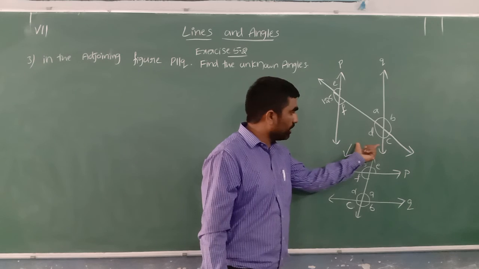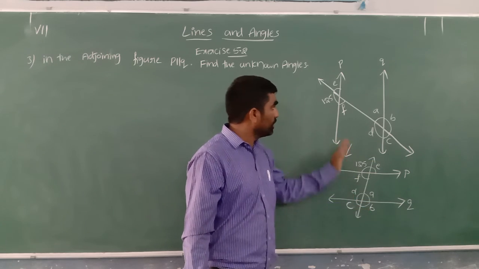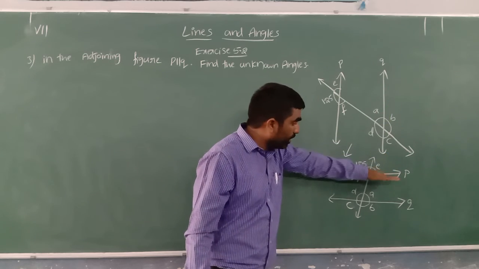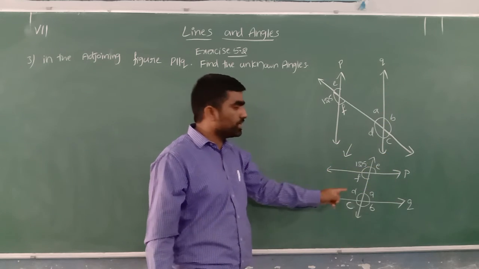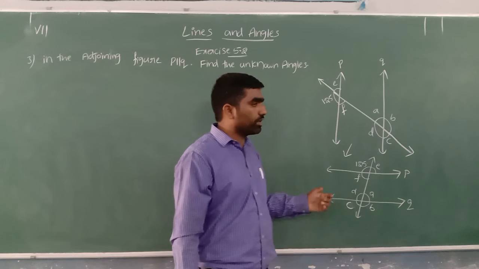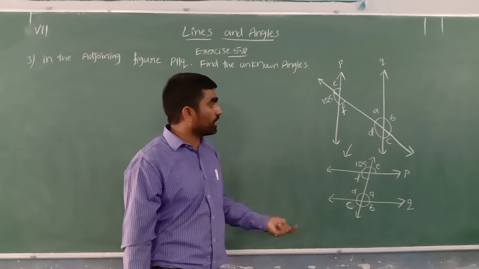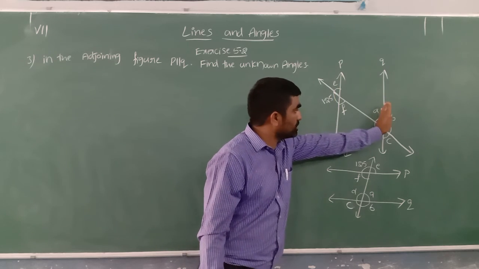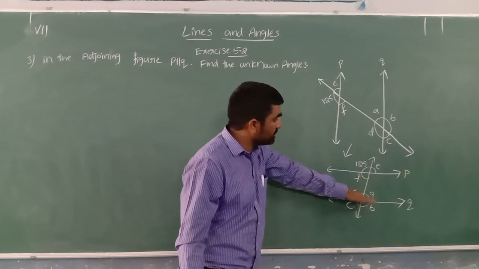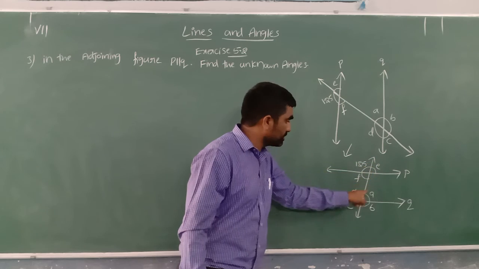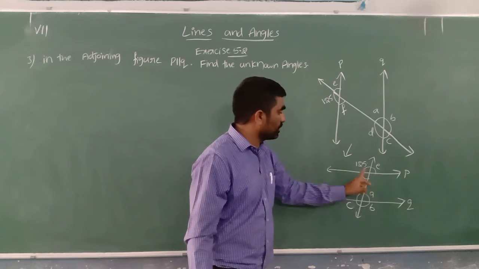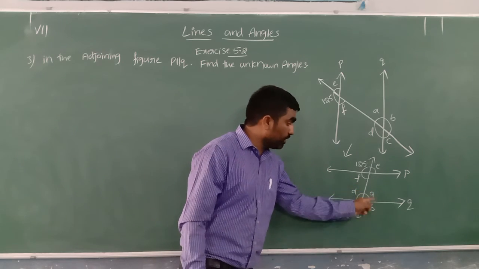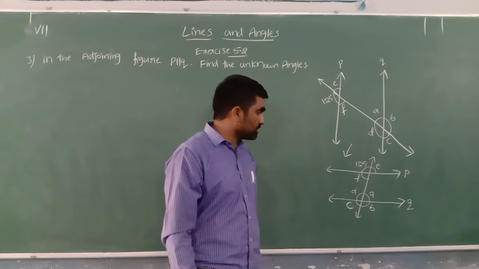Now, for our convenience, I draw the figure like this, with P and Q as horizontal parallel lines, so that it will be easy for you to identify which are corresponding angles and which are alternate angles. It is the same figure, with parallel lines P and Q horizontal and the transversal like this, and I took all the angles the same. From this we need to identify the measures of the unknown angles.